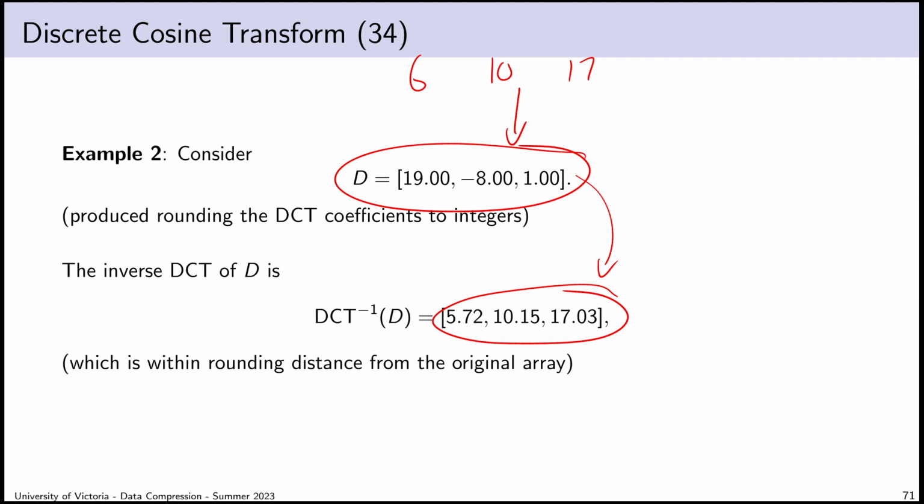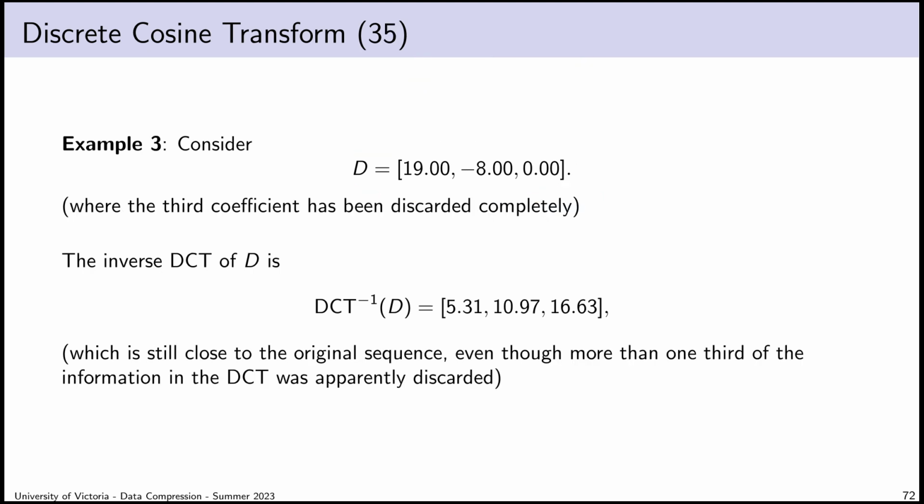Notice that if, in the spirit of rounding, I round each of these to an integer, I end up with my original sequence. So although this is different from my original sequence, it's within rounding distance from my original array. So I'm throwing away data from my DCT, and the resulting inverse DCT still is pretty close to my original input. Okay, let's try deleting stuff. Suppose I delete the last coefficient.